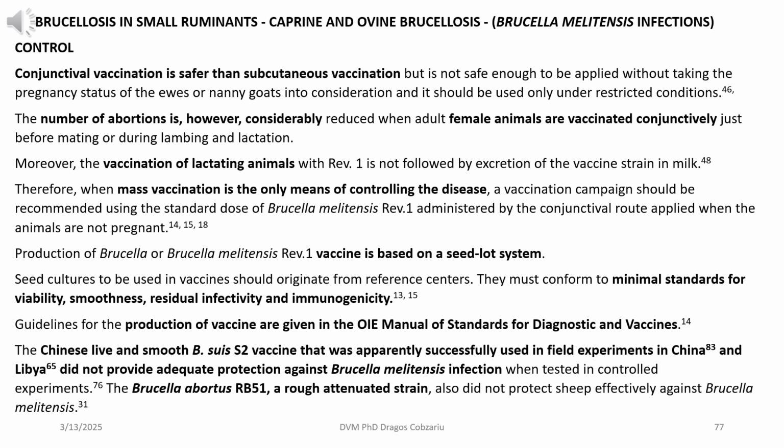Guidelines for the production of vaccine are given in the WOAH Manual of Standards for Diagnostic Tests and Vaccines. The Chinese live smooth Brucella suis S2 vaccine, that was apparently successfully used in field experiments in China and Libya, did not provide adequate protection against Brucella melitensis infection when tested in controlled experiments. The Brucella abortus RB51, a rough attenuated strain, also did not protect sheep effectively against Brucella melitensis.